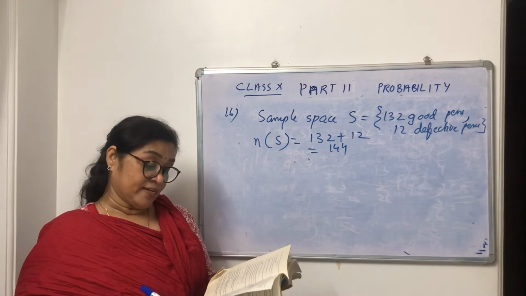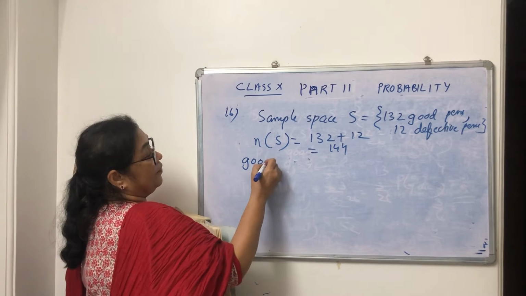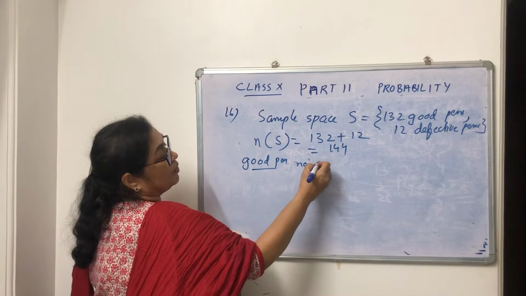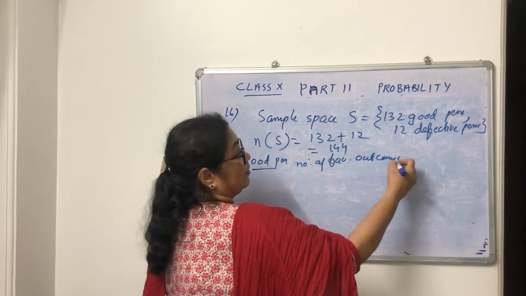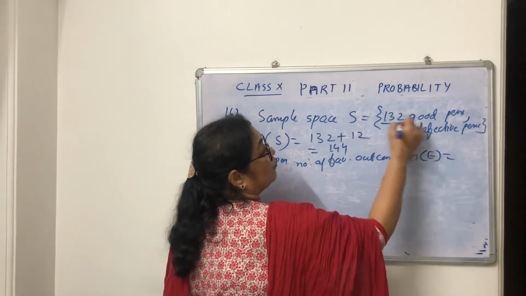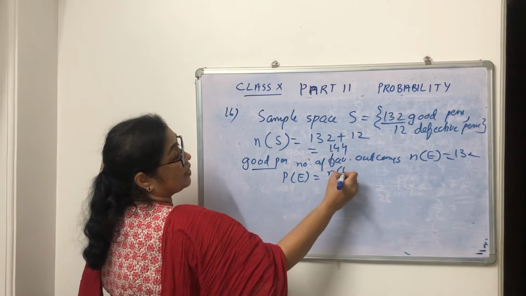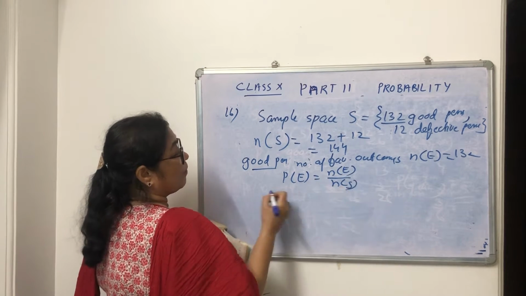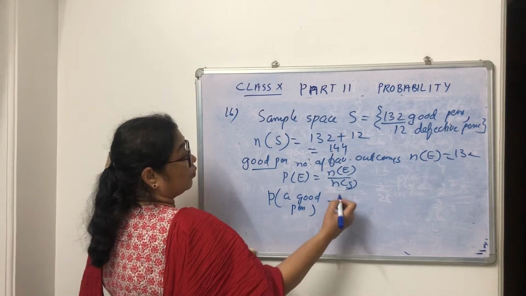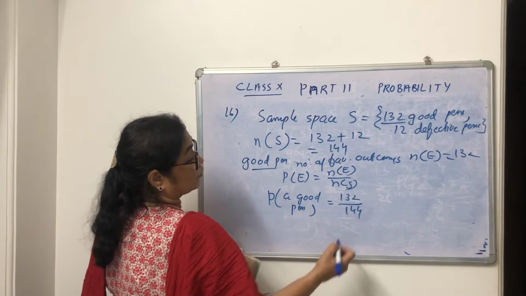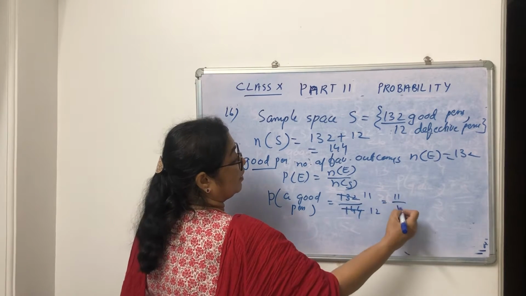So the probability of getting a good pen. What is the number of favorable outcomes? NE is equal to 132. So PE is equal to NE by NS. So P of a good pen is equal to 132 by 144, which is 11 by 12.